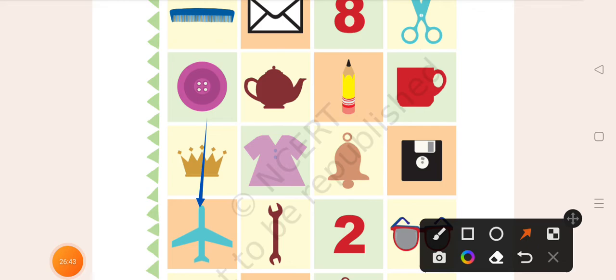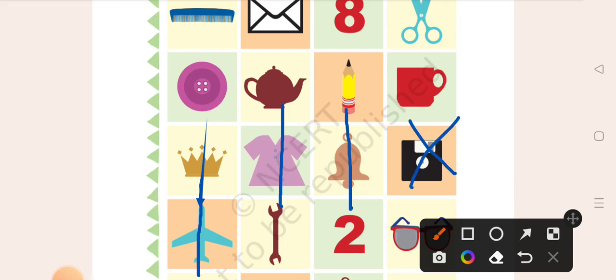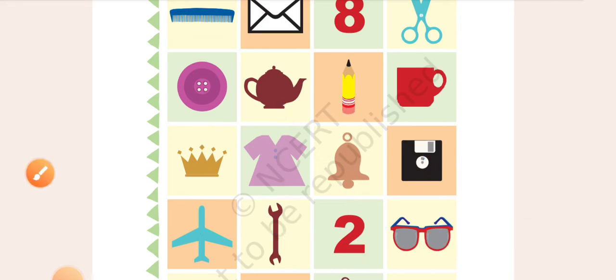Like the shirt will look like this. A bell will look like this. A CD-ROM. A tablet. Floppy. A floppy does not have a mirror half. An aeroplane can do a mirror half. It cannot have a half. It too cannot have a half.